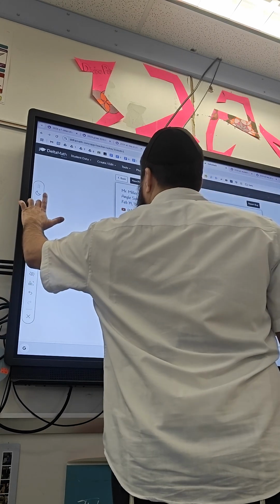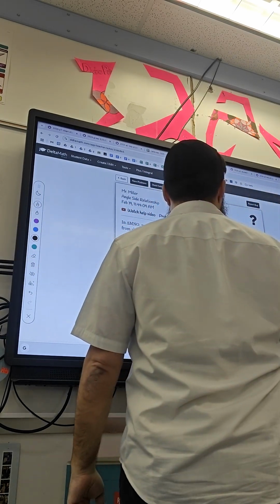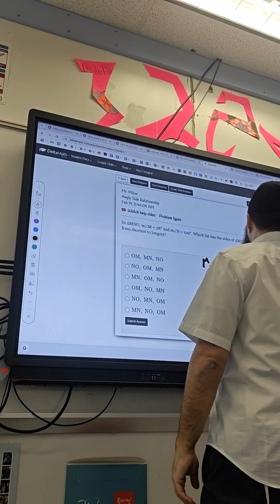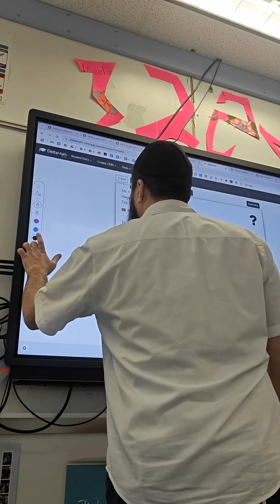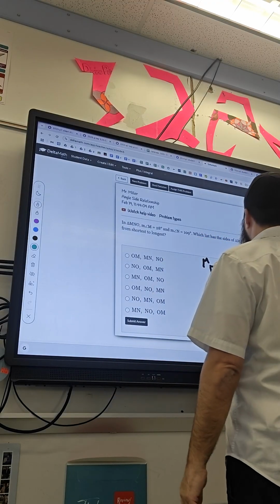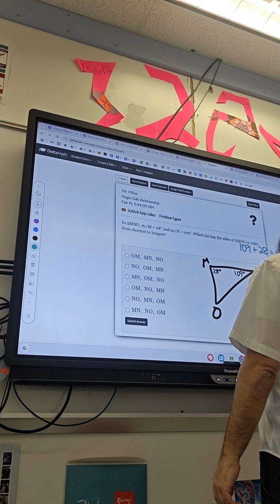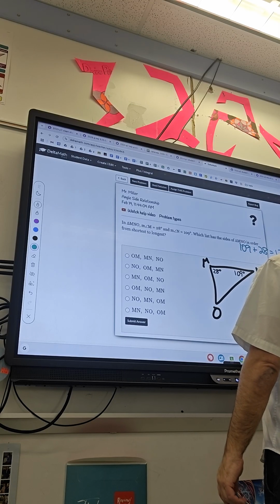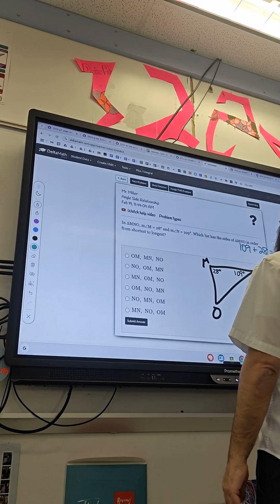So angle M is 28 degrees. All right, this is 28 right here. Angle N is 109. Now clearly my picture is not drawn to scale, but whatever. I'm going to use the numbers. Now to find angle O, this angle, I'm going to go 109 plus 28 is 137. 180 minus 137 is 43 degrees. All right, so that's this one right here.